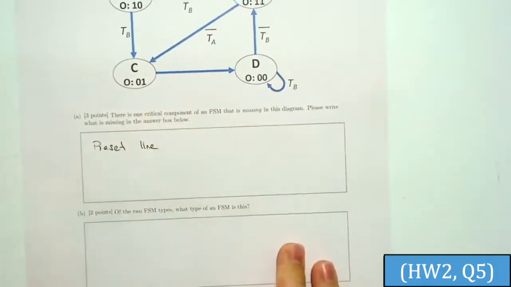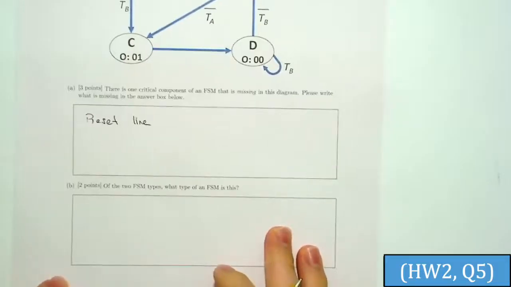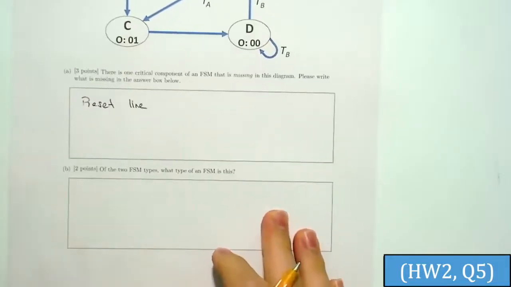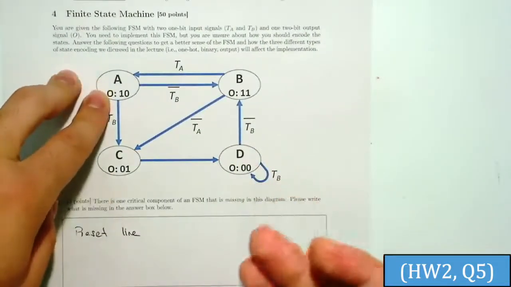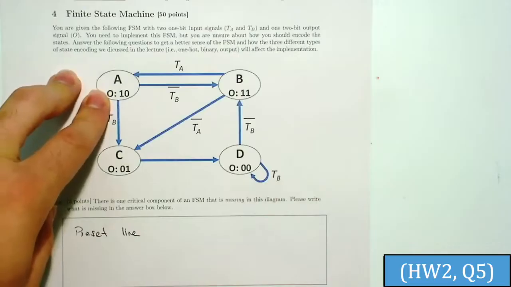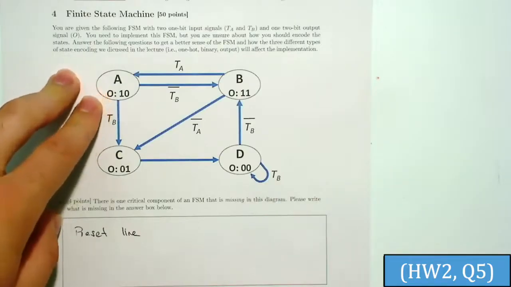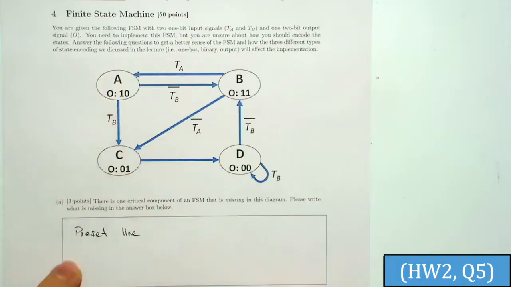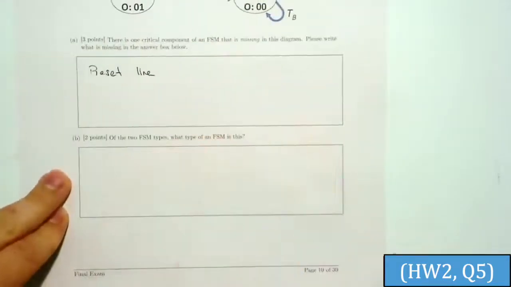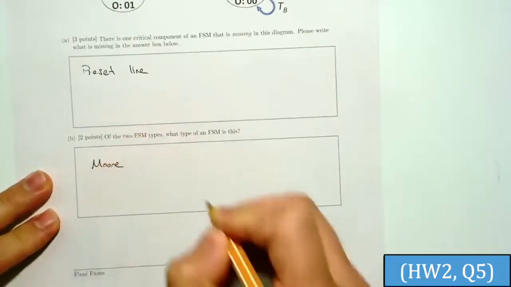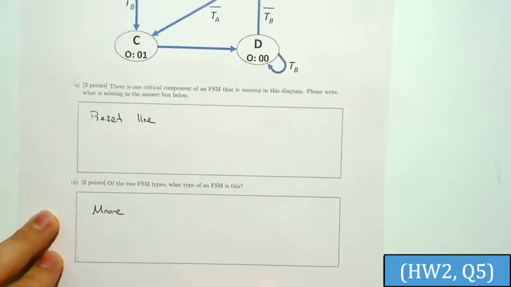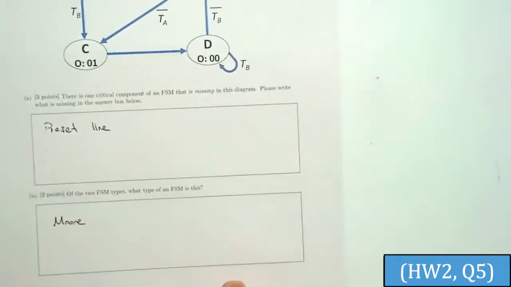For this FSM. So for the second question, it says, of the two FSM types, which are Moore's and Mealy's, what type of an FSM is this? Basically, if you look at that representation, you'll see that the output only depends on the state, but doesn't depend on the input, right? So this means that this is a Moore's representation. If the output only depends on the state, then this means that this is Moore's. All right, so far so good, I guess. These are relatively the easier ones.